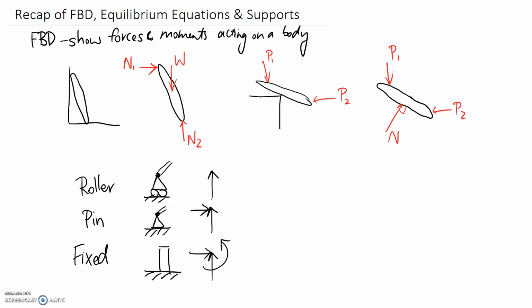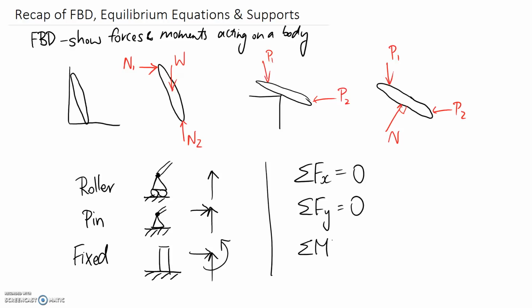So the only other thing to discuss here is the equilibrium equations, which can be used to solve for unknowns on your free body diagrams. There are three that you can use. The first one is that the sum of the forces in the x direction has to be equal to 0. The second one is the sum of forces in the y direction has to be equal to 0. And the third one is that the sum of the moments about any point on your body has to be equal to 0 as well.